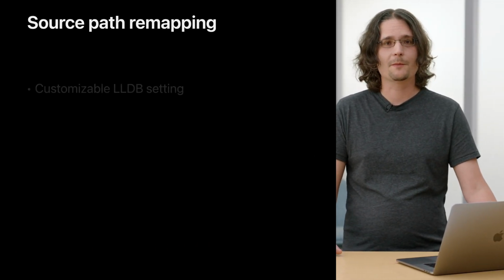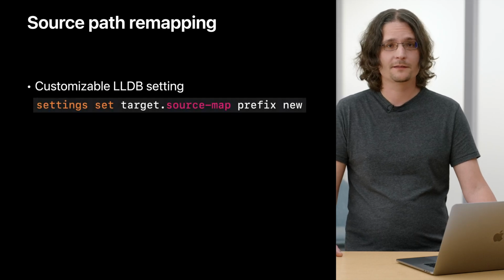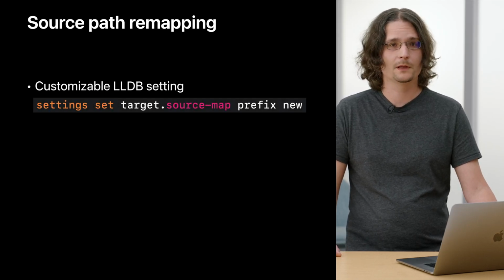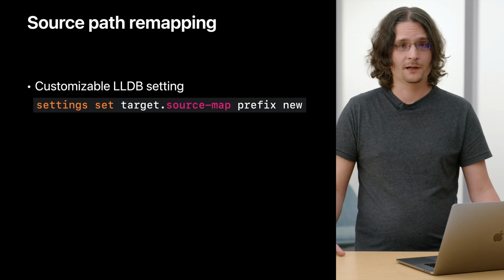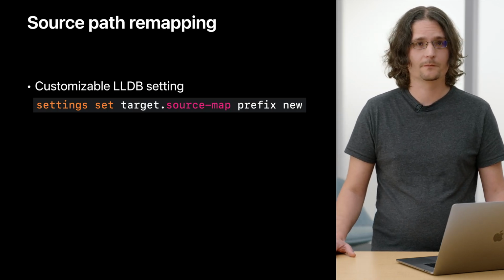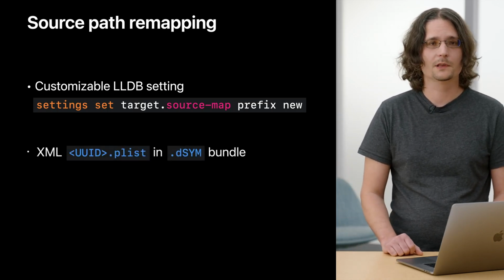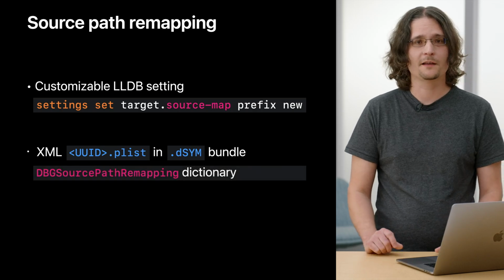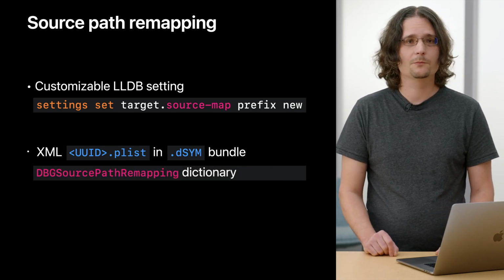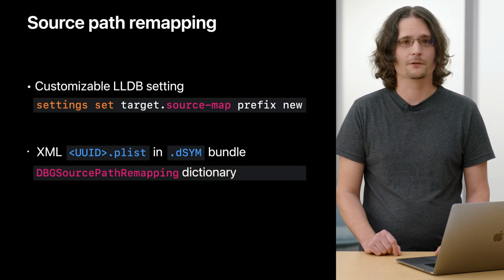And we have source code. LLDB can remap source paths using settings set target source map. You can put this command into your project's LLDB init file to have this run automatically. Alternatively, each DSYM bundle contains an XML plist file where you can put a path prefix remapping dictionary.